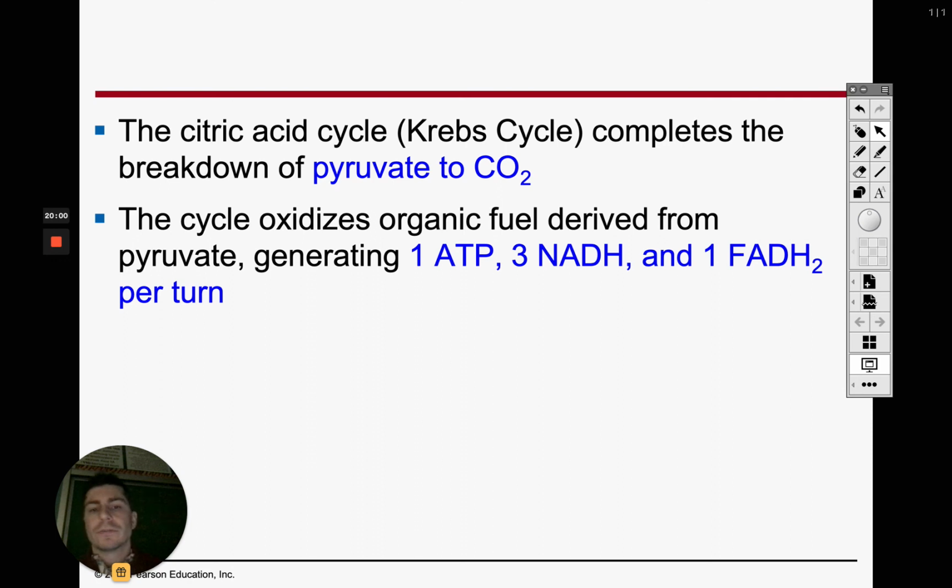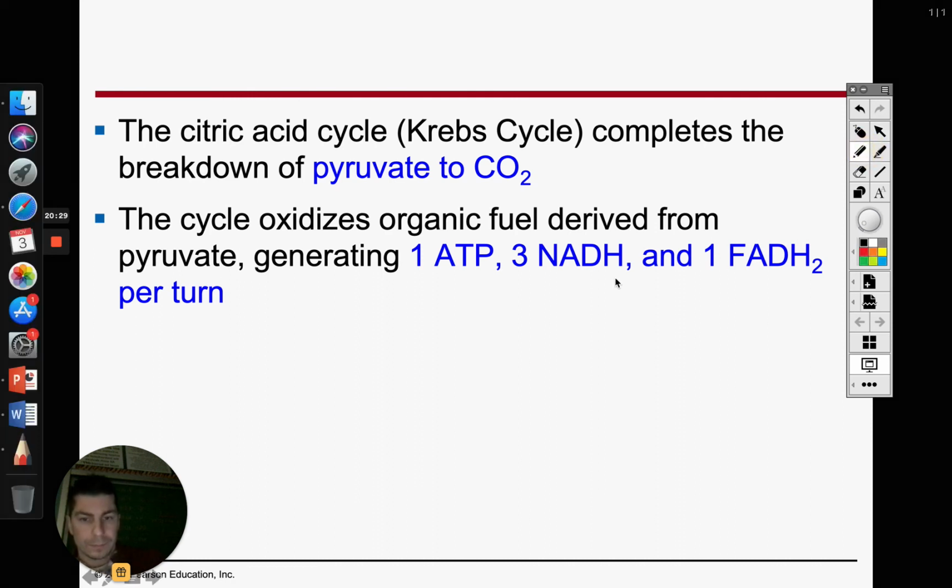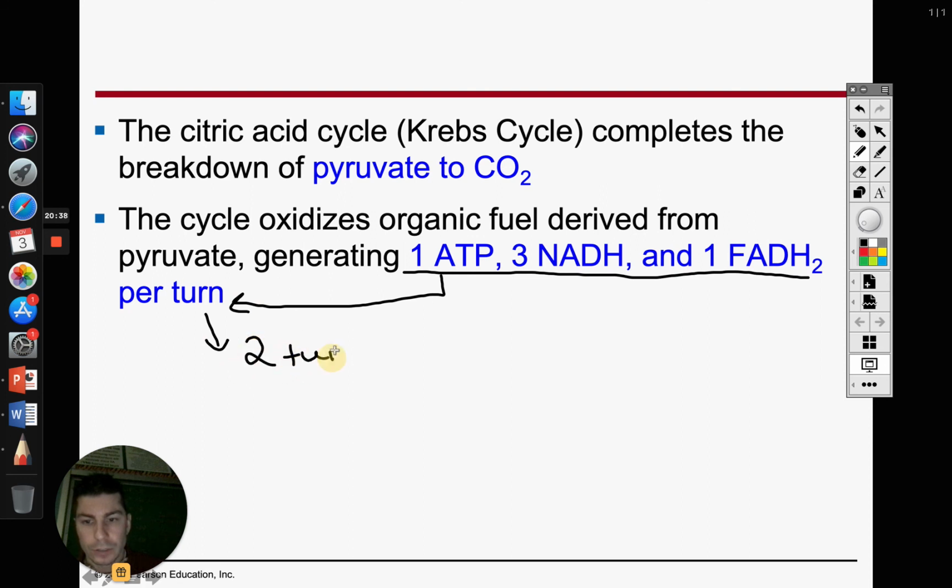So just to give you a basic overview of the Krebs cycle, we are going to break down pyruvate and get some carbon dioxide out of it. I know we just went through pyruvate oxidation and breathed out some carbon dioxide that way, but we're going to breathe even more carbon dioxide out from the Krebs cycle as a byproduct. We're also going to form 1 ATP, 3 NADHs, and 1 FADH2. Now, these are per turn, and we do 2 turns because we have 2 coenzyme A's.